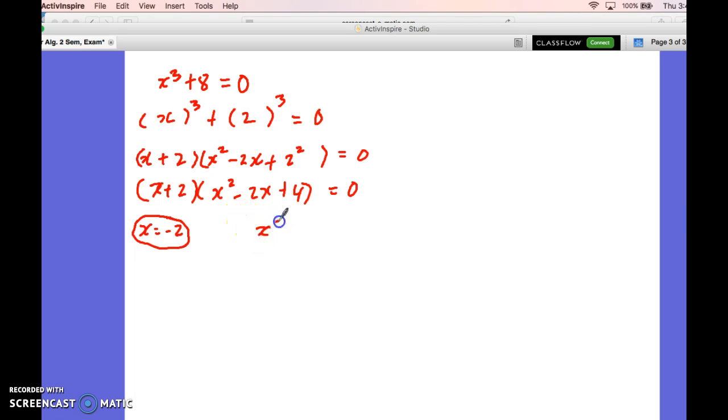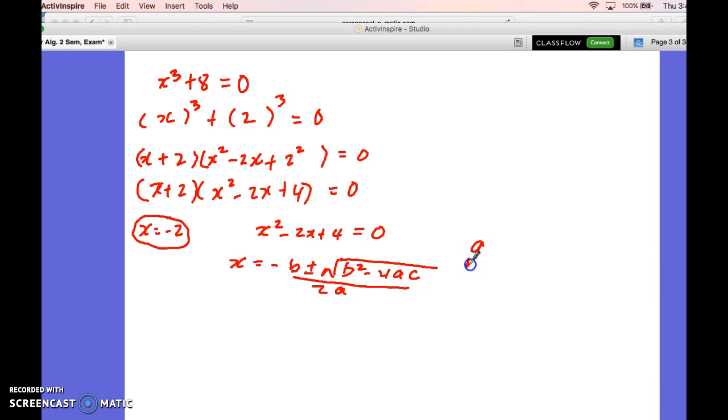So let's go ahead and solve this one, x squared minus 2x plus 4, using the quadratic formula. What x value would make that 0? Well, let's use the formula. X is equal to negative b plus or minus the square root of b squared minus 4ac, all over 2a. So what are the a, b, and c? A is 1, b is what? Negative 2, and c is 4.